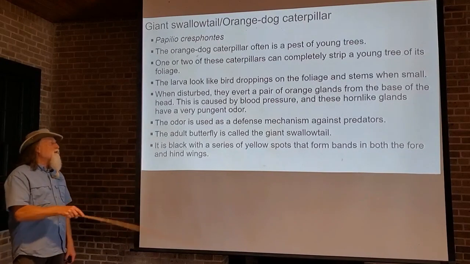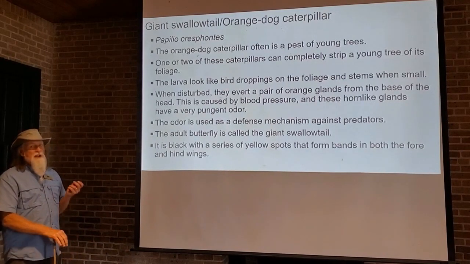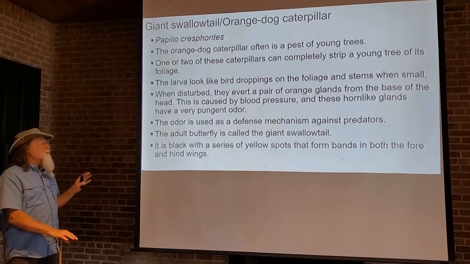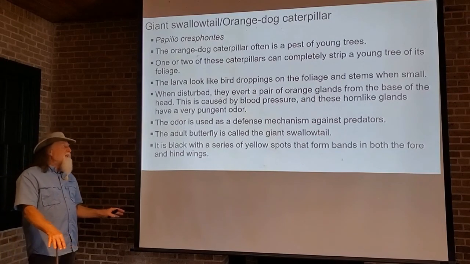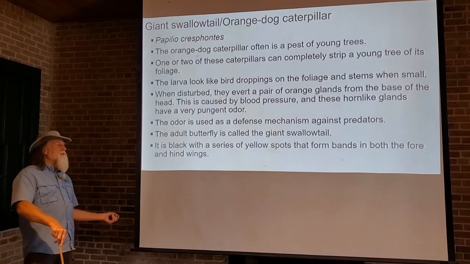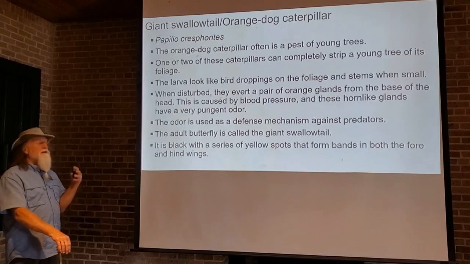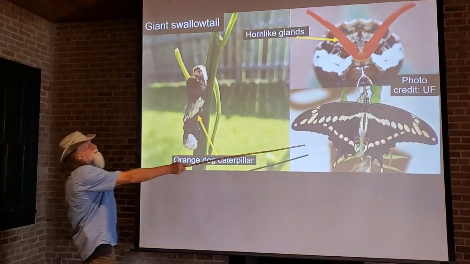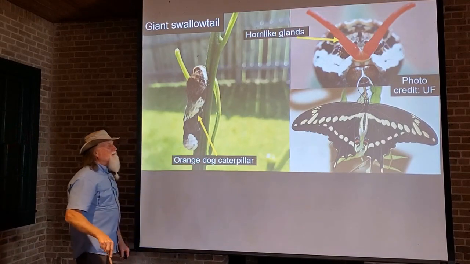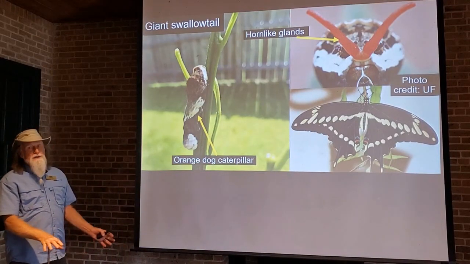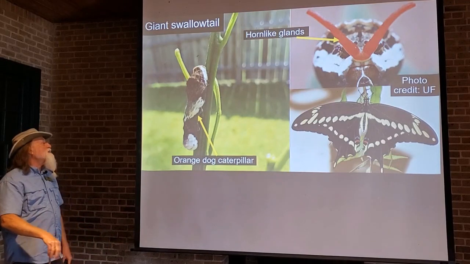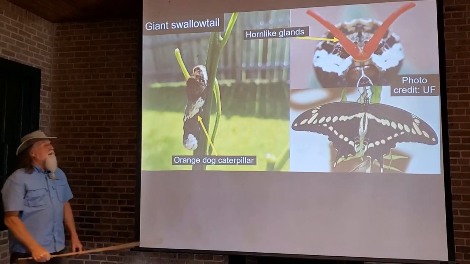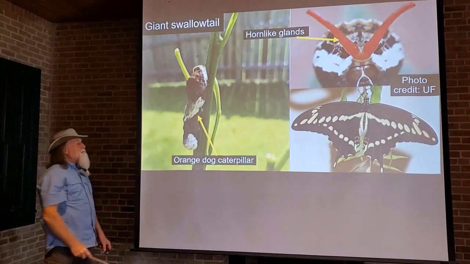And as I said before, it is the giant swallowtail. And the giant swallowtail butterfly is recognized because it's a black winged butterfly with a series of yellow spots that form bands on both the front wings and the hind wings. And so here we can see this is what the giant swallowtail butterfly looks like. It's a beautiful butterfly. Giant swallowtail, it is a quite large butterfly. And this is what the orange dog caterpillar looks like. This is the baby of the giant swallowtail.